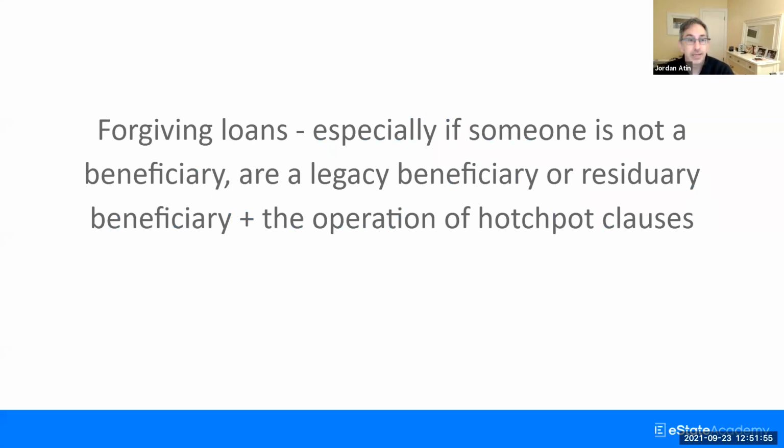The first thing is forgiving loans. This is a big issue, one of the places where people get in trouble even with the simplest wills. It's a question I would regularly ask clients, to see if there are loans that need to be forgiven in the will, because if there's a binding, legally enforceable loan, then the executor has to collect it unless it's forgiven in the will. That's something to really discuss with your client.